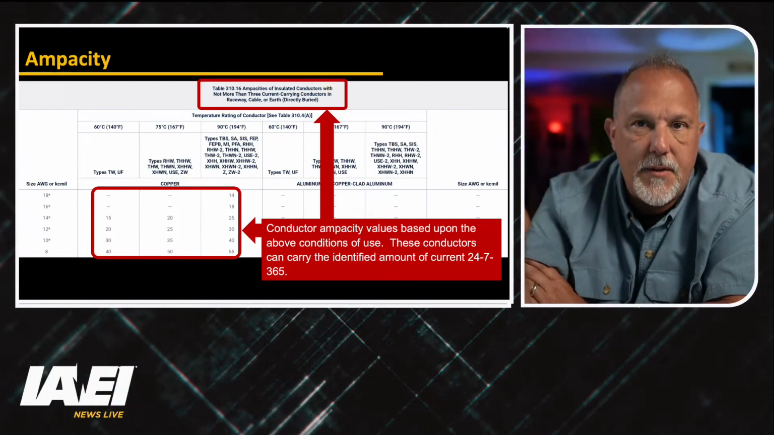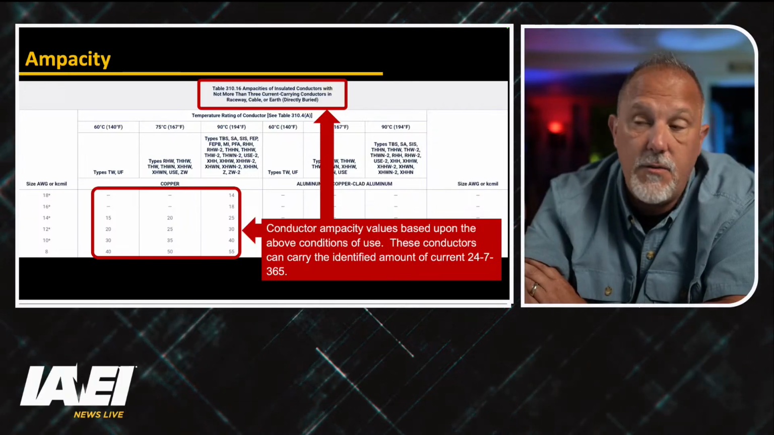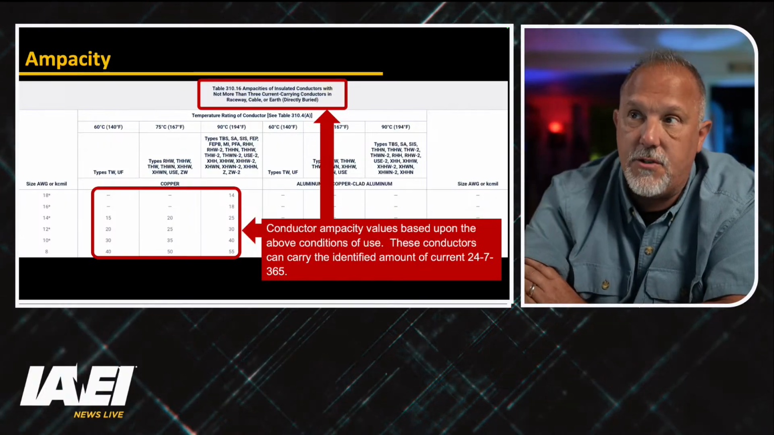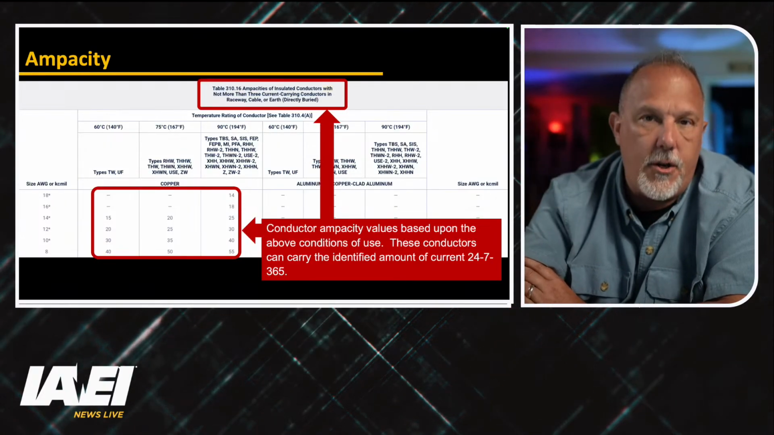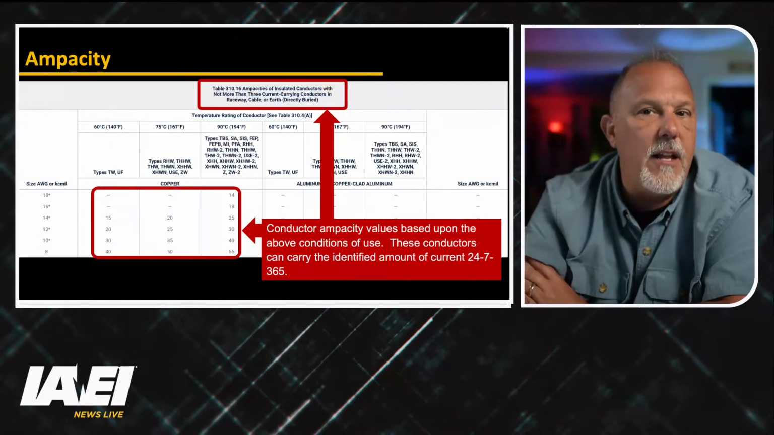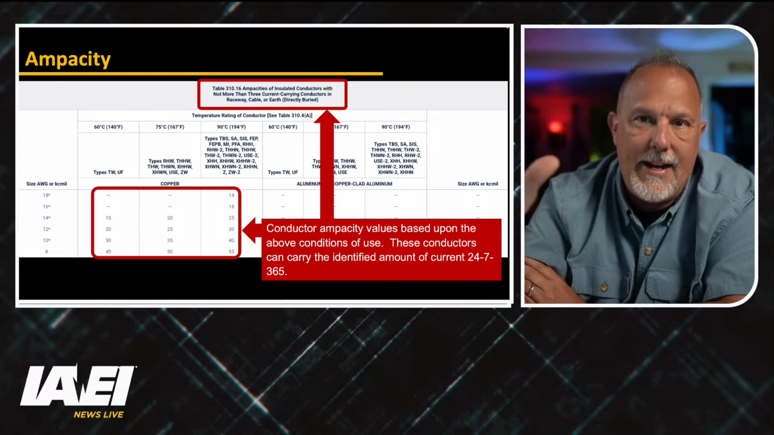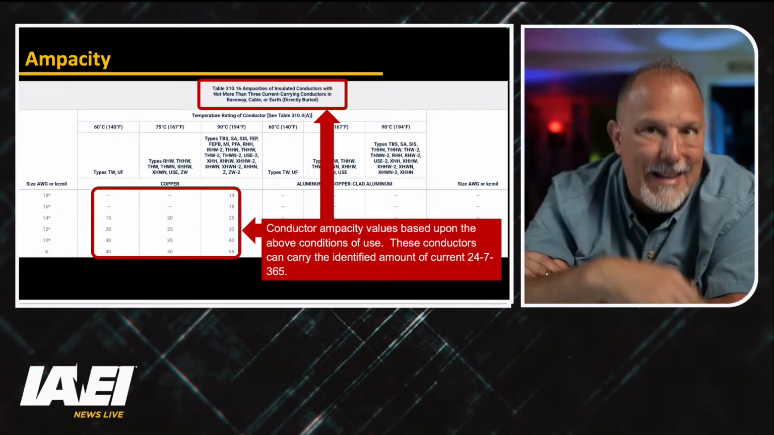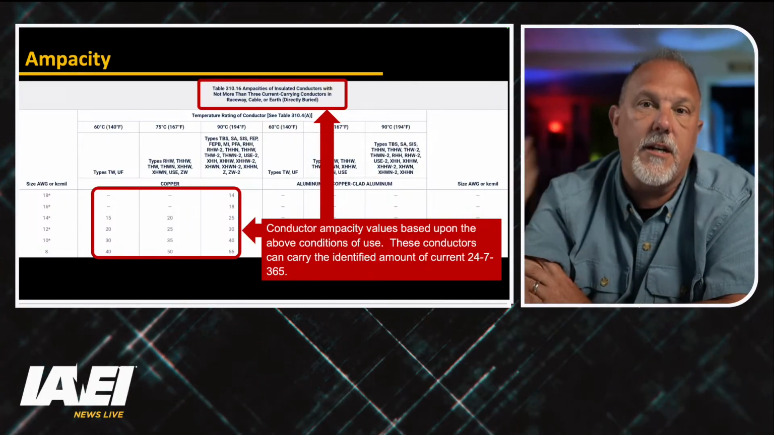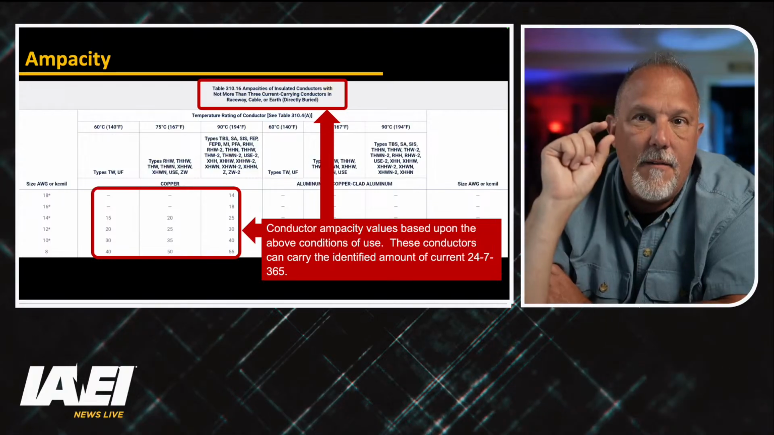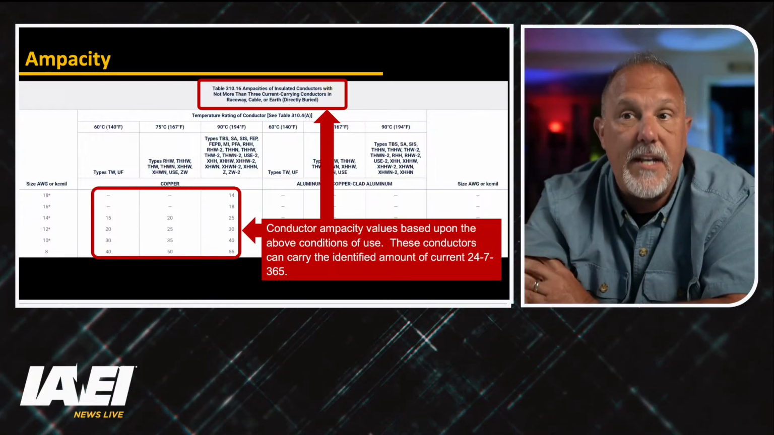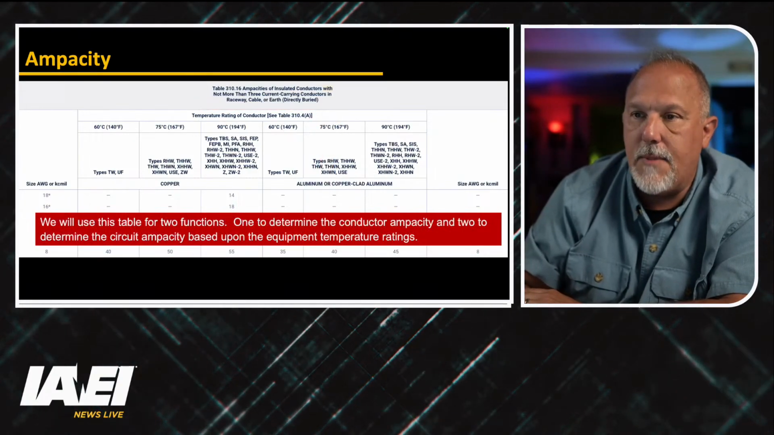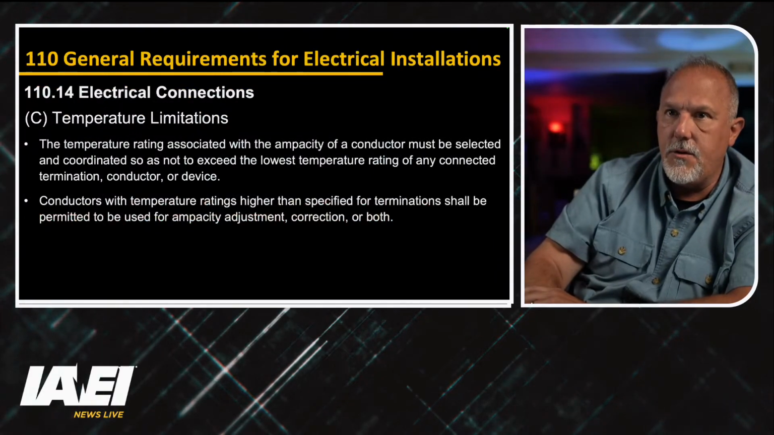If I meet those conditions of use, I know what I can handle indefinitely. If I change those conditions of use, if I have more than 3 current carrying conductors, or I am at an elevated or lower temperature than the 86, I will adjust these values. I may be able to get more or less current through those conductors without damaging the insulation. That's the ampacity of the conductor, which is based upon the conditions of use. And we will talk about the conditions of use.